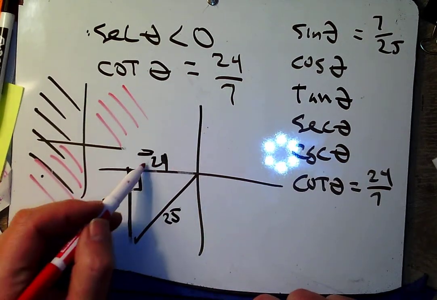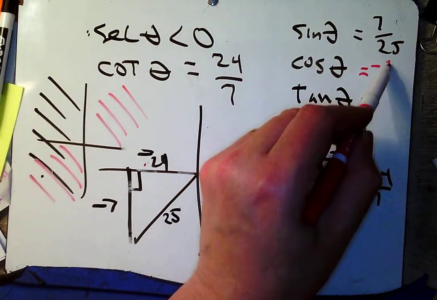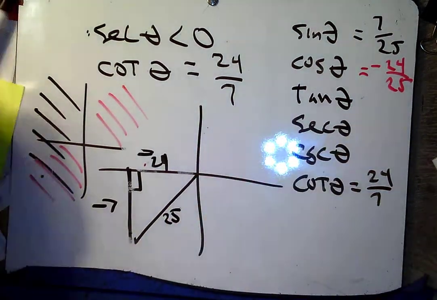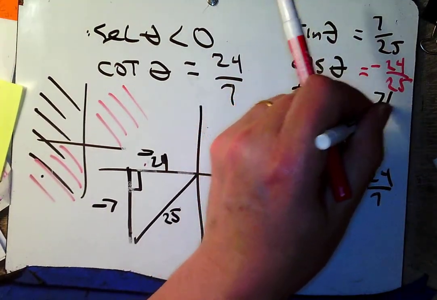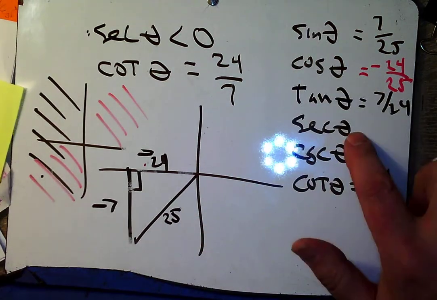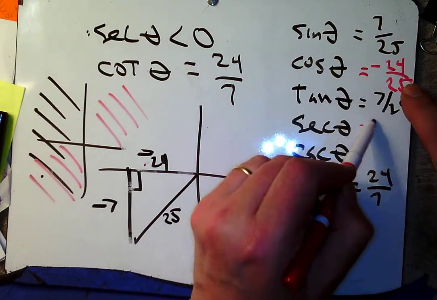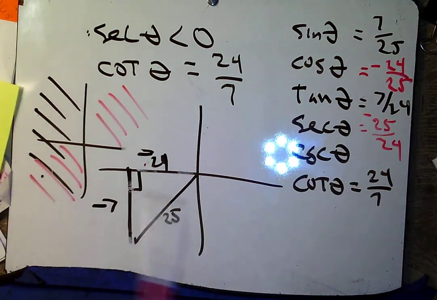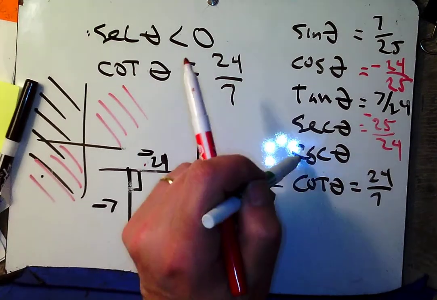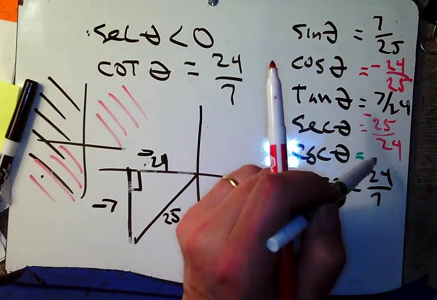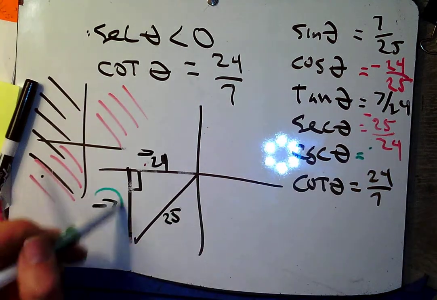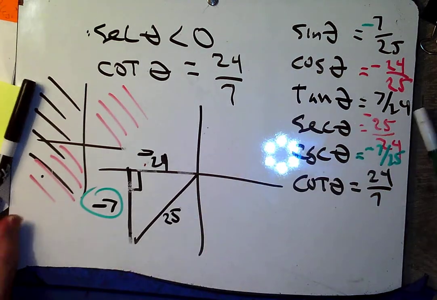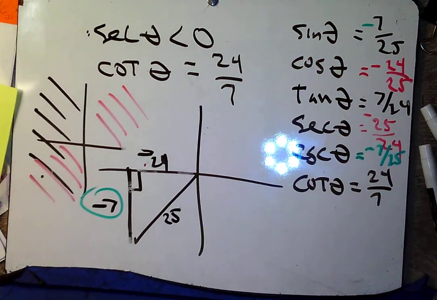So once I've got this picture in the right quadrant, labeled properly, it's no problem for me to say that the cosine of theta is going to be negative 24 over 25. Tangent theta is just the reciprocal of cotangent, so that's 7 over 24. Secant is the reciprocal of cosine, so 25 over 24. And cosecant is the reciprocal of sine, so we've got negative 7 over 25. Fabulous.